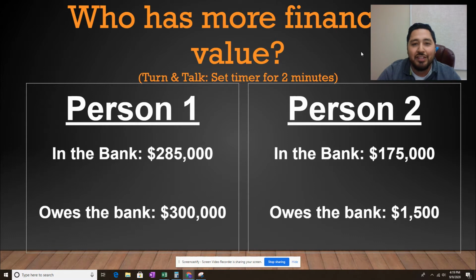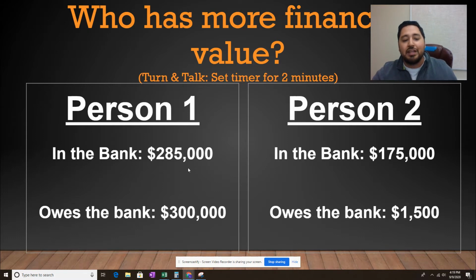So I hope you paused the video and you really thought to yourself who you think has more financial value, because this is a simplified version of what it means to have a net worth and the differences in net worth. Okay. And so person one has $285,000 in the bank. And so when we talk about wealth or who has a lot of money, that's what we think is who has a lot of money in the bank. Okay. And so when we're talking about person one, they have almost $300,000 in the bank. And that's a lot more than person two, who has only $175,000 in the bank.